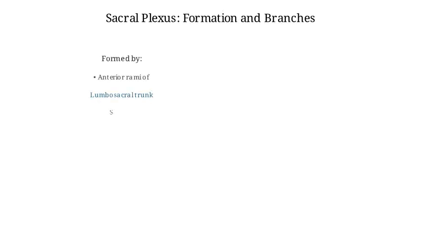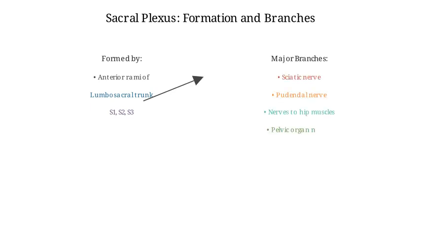The sacral plexus is formed by the anterior rami of the lumbosacral trunk and the first three sacral nerves. It gives rise to several important nerves including the sciatic nerve and the pudendal nerve. This plexus supplies motor and sensory innervation to the pelvic floor, hip joint muscles, and pelvic organs.